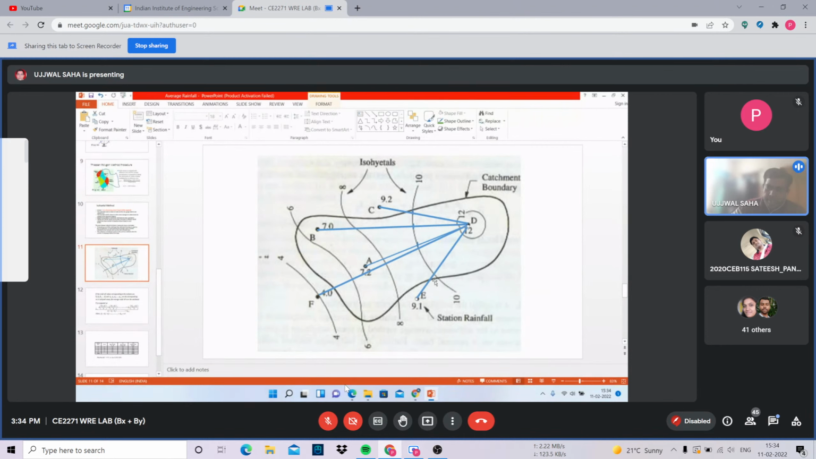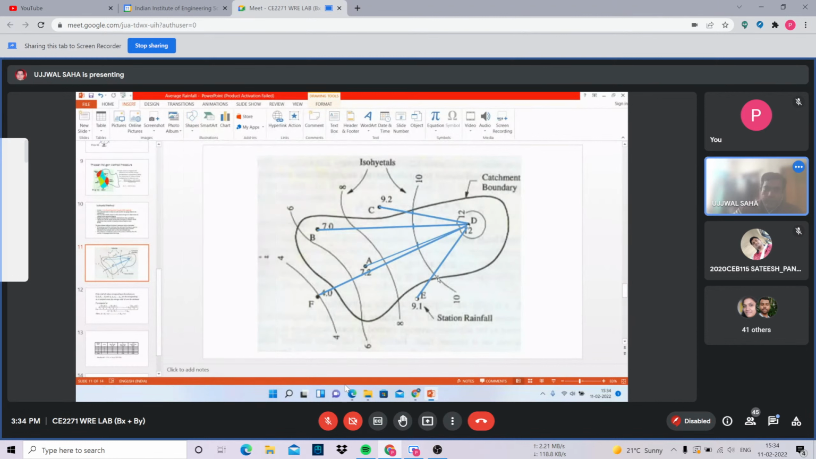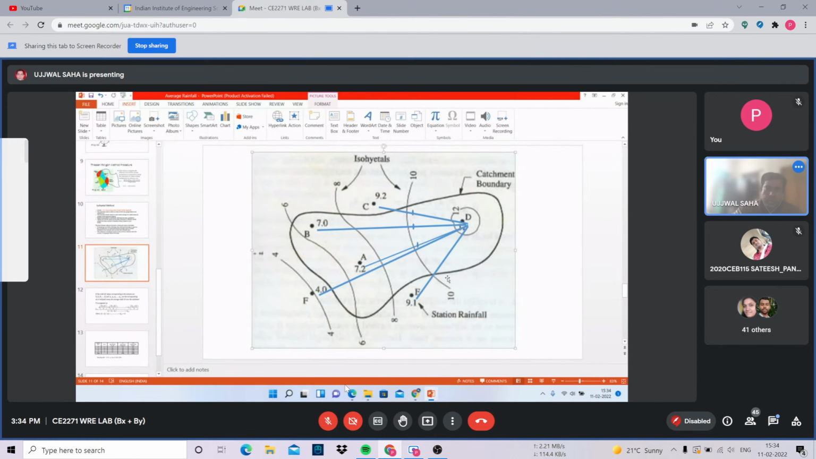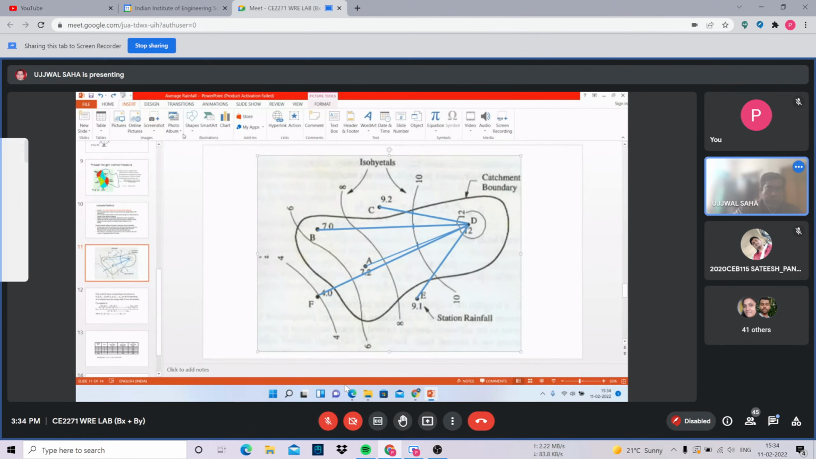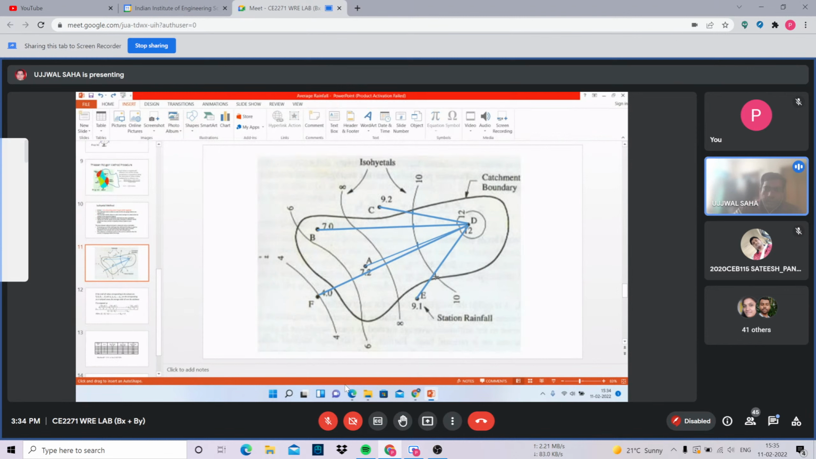So now all these 10s, if I join with a smooth curve, then I will get the iso-height. So what I will do next, I will continue joining. I have to join this one. So I will continue joining this line by a smooth curve.